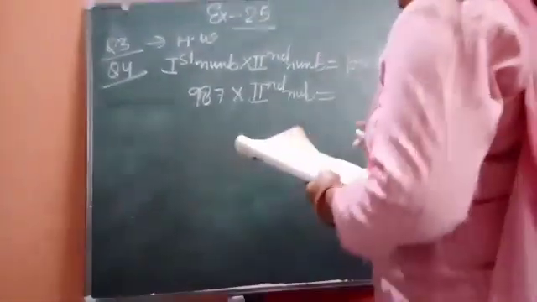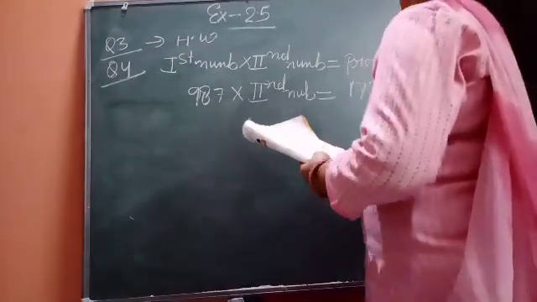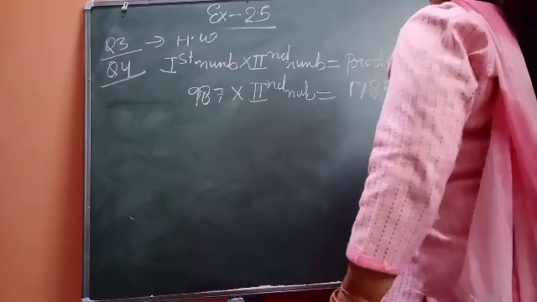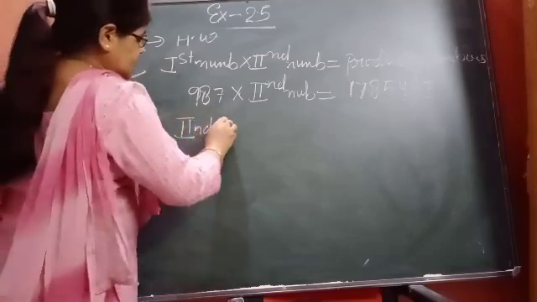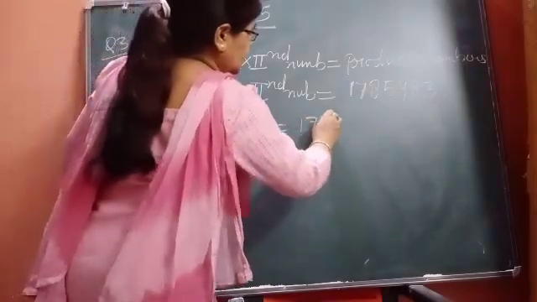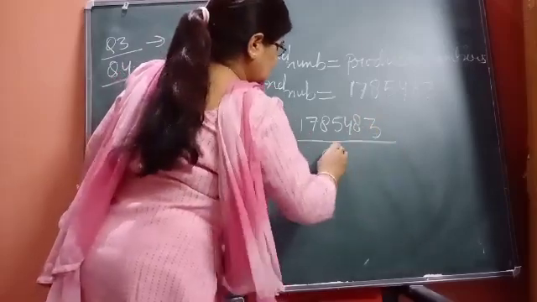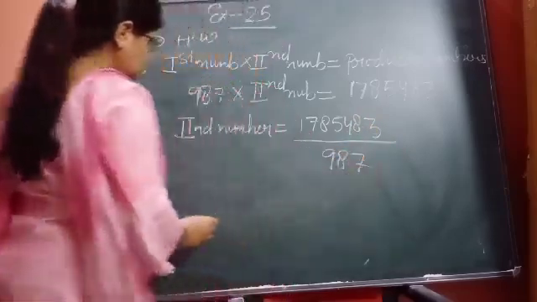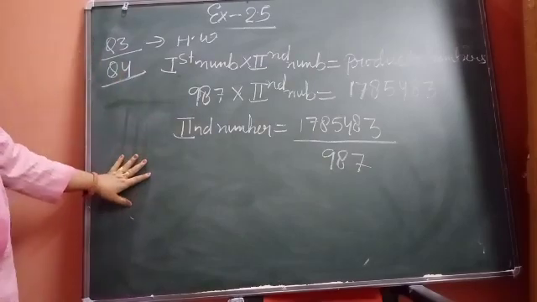And the product is also given. How much is the product? 1785483. Okay, so you have to find the second number. What will you do, beta? Second number is equal to 1785483 divided by 987. So now you have to perform division here.